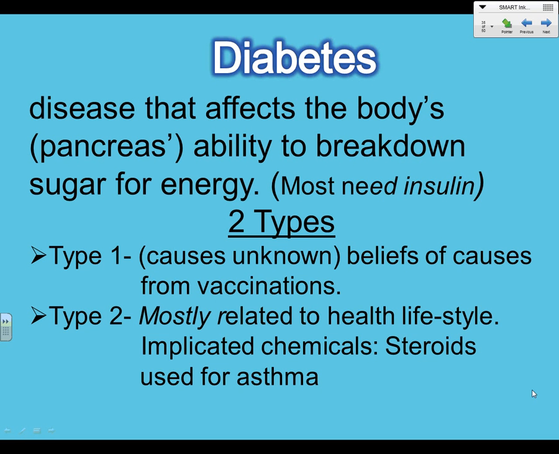These are mostly related to health and lifestyle. So these are the ones where if you don't have a healthy lifestyle, you don't exercise much, you don't eat well, you just stuff your face, you become overweight, then chances are you can develop type 2 diabetes. However, as far as the implicated chemicals, steroids that are used for asthma have been linked to causing type 2 diabetes as well. So you can end up with asthma and diabetes. Isn't there a type that you're born with? If you're born with one, that most likely is type 1.